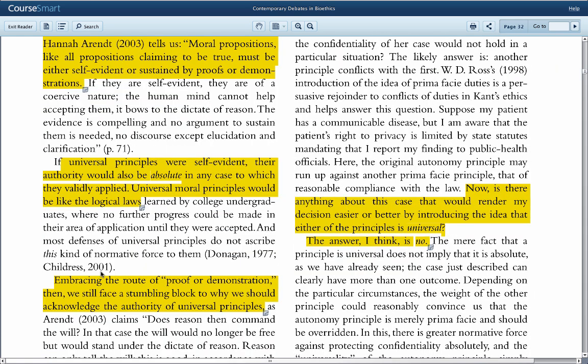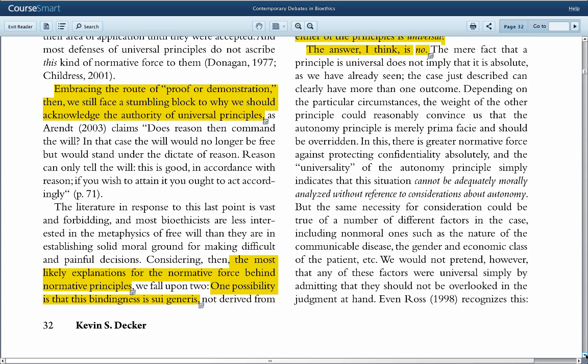So the other way of defending universal principles is to embrace the route of proof or demonstration. If they're not self-evident, you've got to prove or demonstrate that they're real. And he says we still face a stumbling block, if we embrace the route of proof or demonstration, as to why we should acknowledge the authority of universal principles. Why should we acknowledge their authority over us?